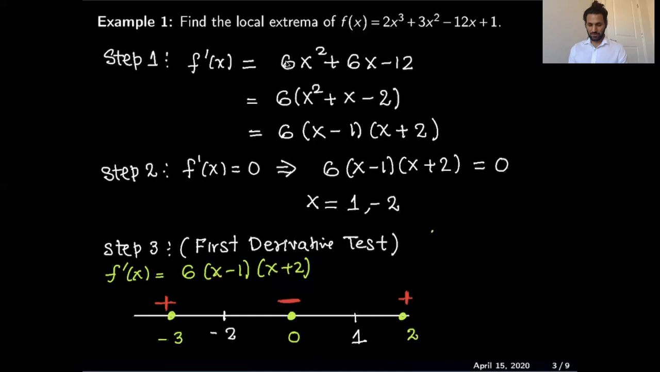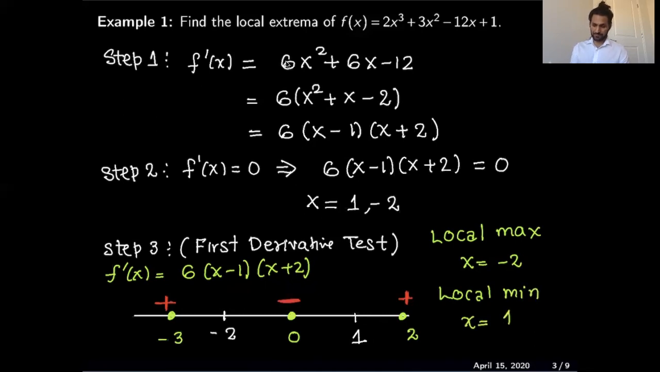So the local max will be x is equal to -2, and our local min will be x is equal to 1.